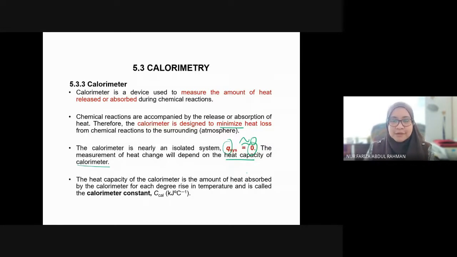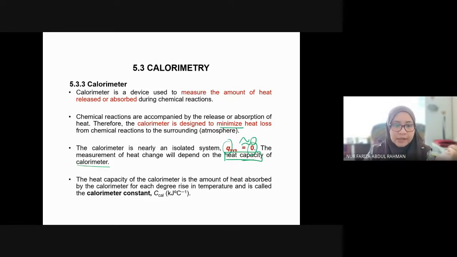Sebab apa? Sebab dia tak absorb the heat. Bukan dia tak, kebolehan dia nak absorb the heat is very low. So dia punya heat will be contained in the solution. Okay, so dia depends lah juga. Ada juga calorimeter yang has higher heat capacity. So kebolehan dia nak accept the heat. You kena come back pada apa maksud heat capacity lah. Okay, the energy required to raise the temperature by 1 degree Celsius.